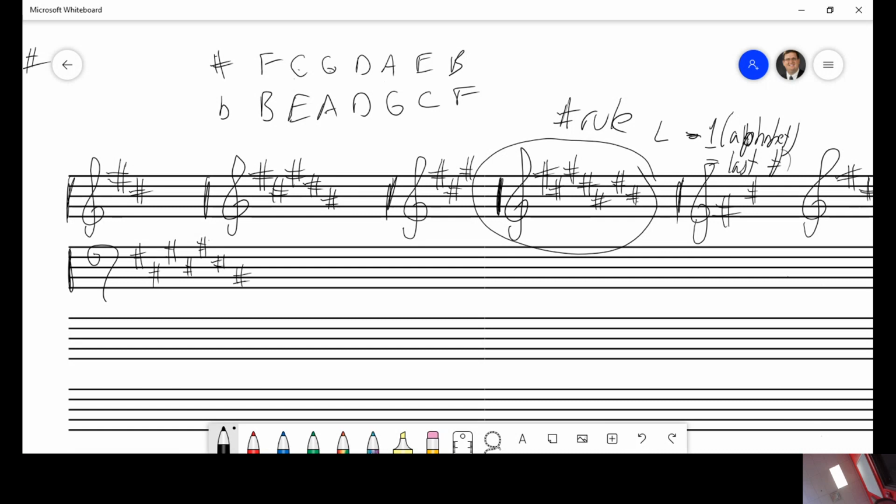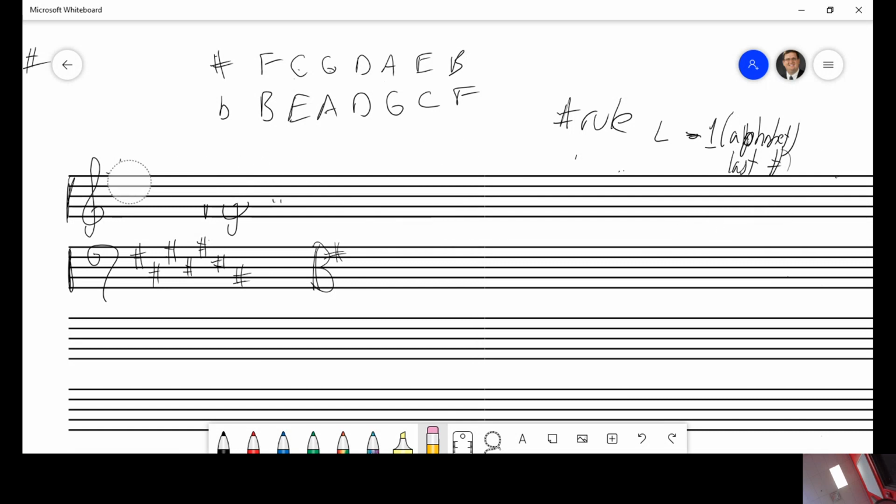In alto clef, I'll be honest with you, I don't exactly know where they all go because very rarely do I exist in there. I believe the G is down here, but it could be up here. But I can tell you that on the exam, you'll only have to write key signatures in the treble clef and the bass clef. The sharp rule is take a letter, subtract 1 in the alphabet, and that ends up being your last sharp in the key signature. From there, you can figure it out.